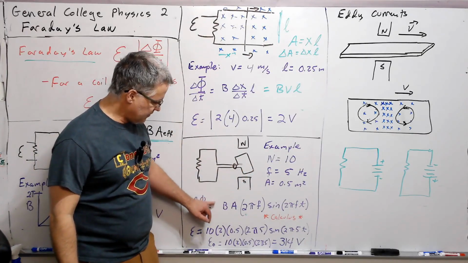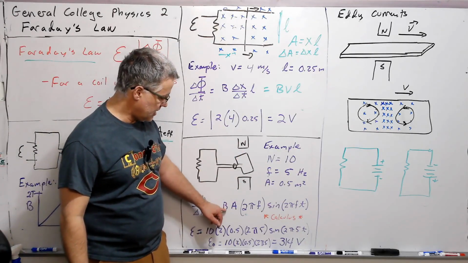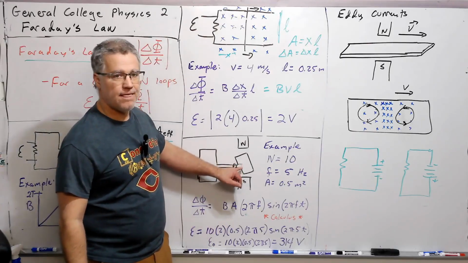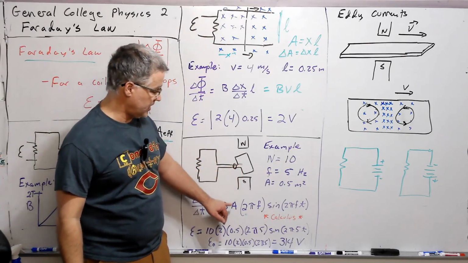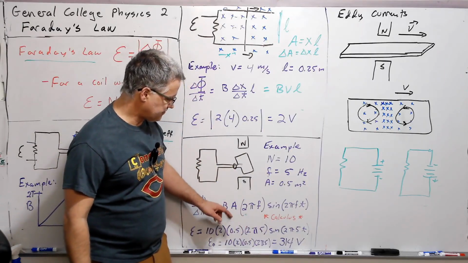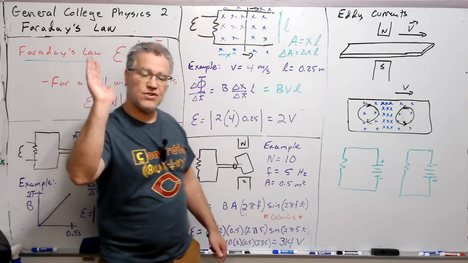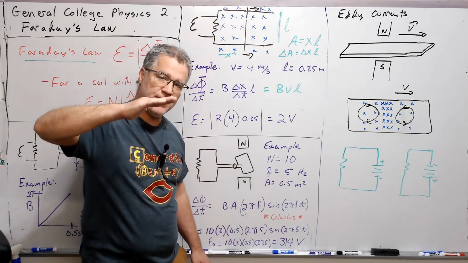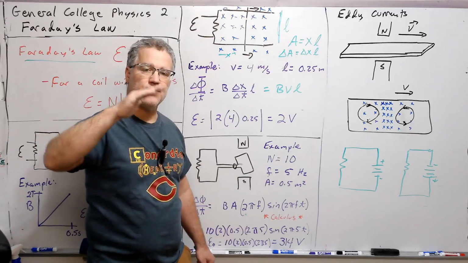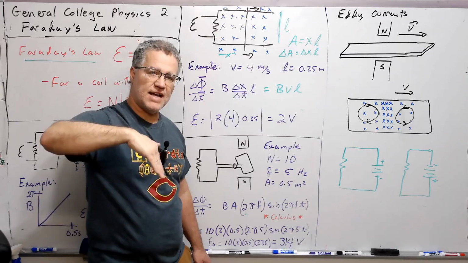So the change in flux is going to be the field, right? That's not changing. The area itself is not changing, but what is changing is the effective area. And so the effective area is this angle. And so let's think about this. As this is rotating, right, it's going through an angle. So the effective area is based on the angle of that.